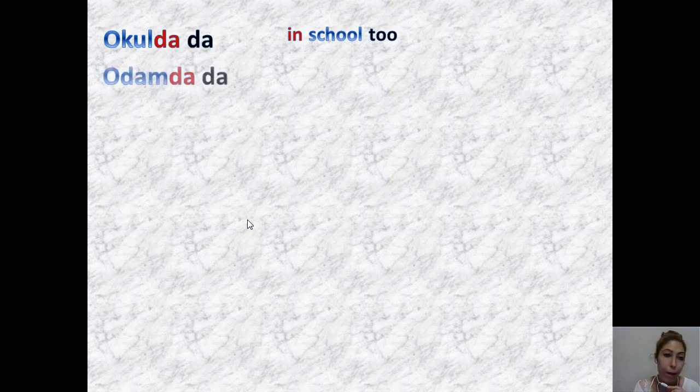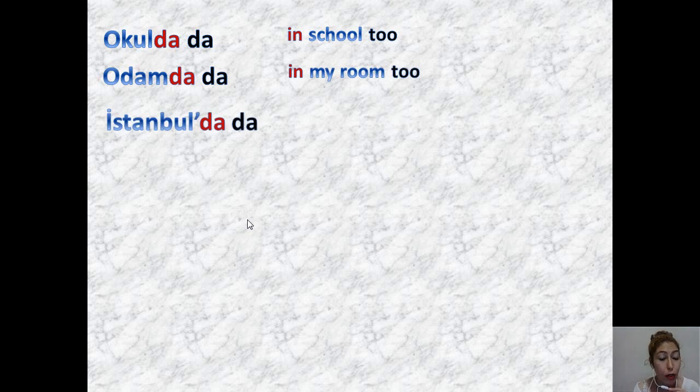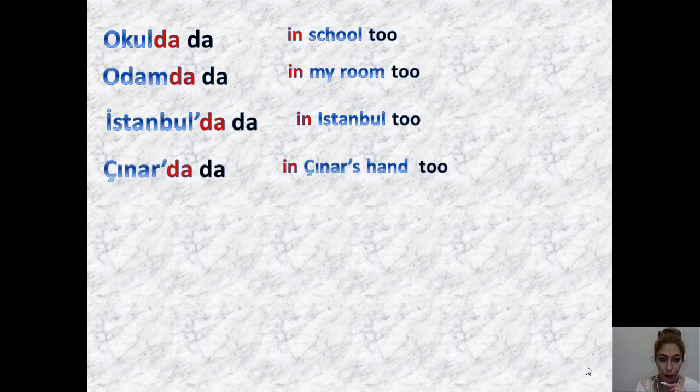Okay. Okulda da. It means in school too, like inside school too. Odamda da. It means in my room too. İstanbul'da da. In Istanbul too. Çınar'da da, in Çınar's hand too, or in anything about Çınar too.